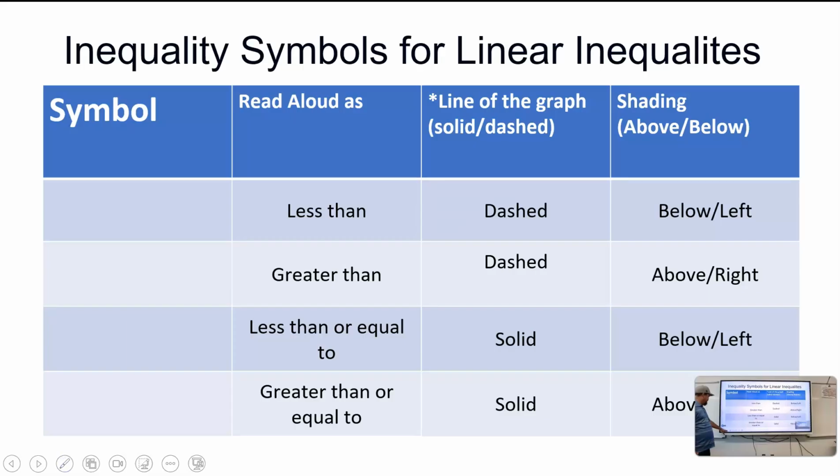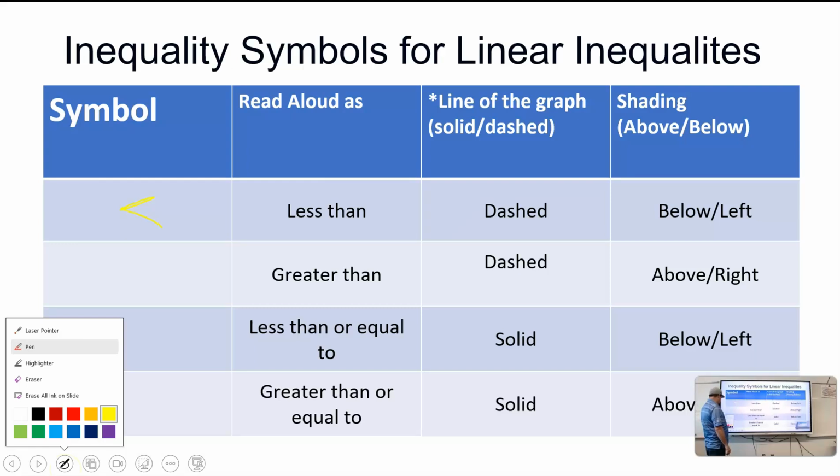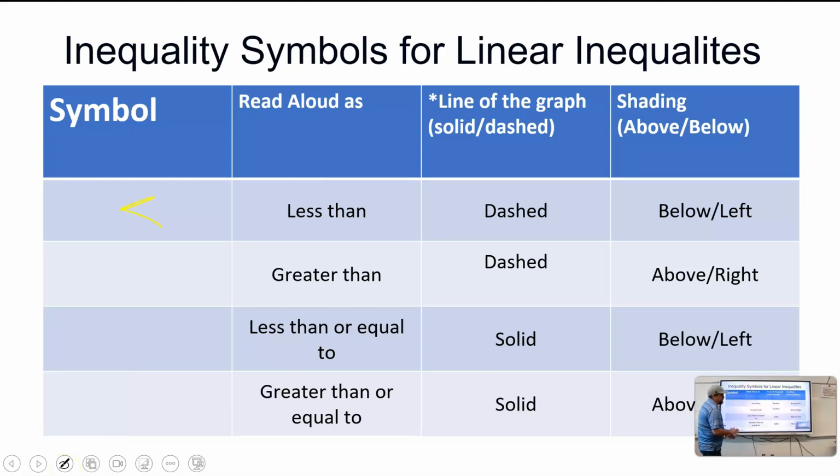So let's review these signs. Less than, and when it's dashed, that means the sign would look like this. Greater than is dashed when the sign looks like this. That's just my greater than sign. Less than or equal to looks like this, and that would be a solid line. Greater than or equal to would look like this, and that would also be a solid line.